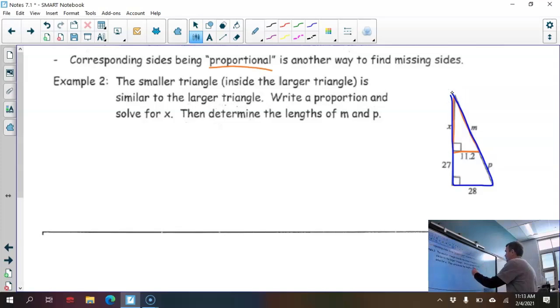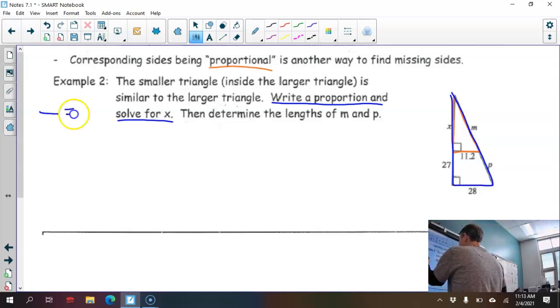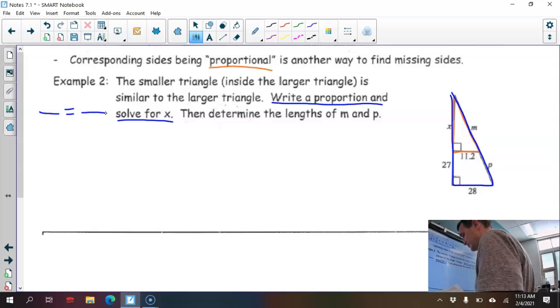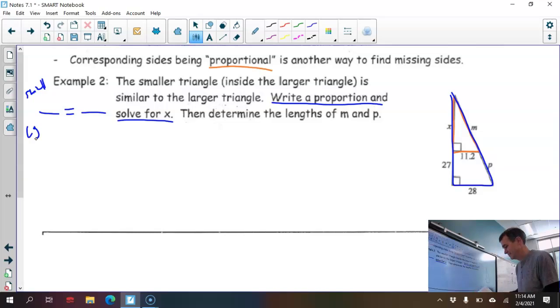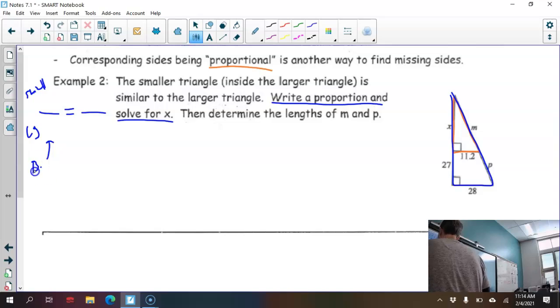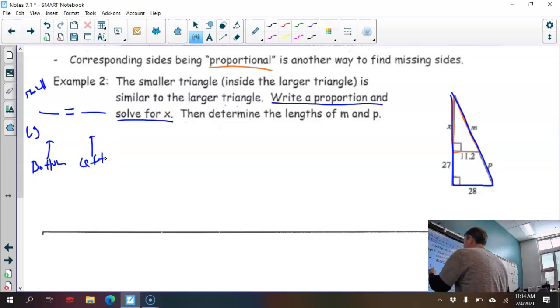All right, write a proportion and solve for x. So we want to set up a fraction equal to a fraction. I am going to put the small triangle on top and the large triangle on the bottom. This fraction is going to be the bottom of each triangle, and this fraction is going to be the left side of each triangle. Let me show you what I mean.